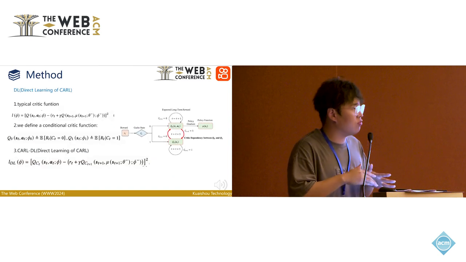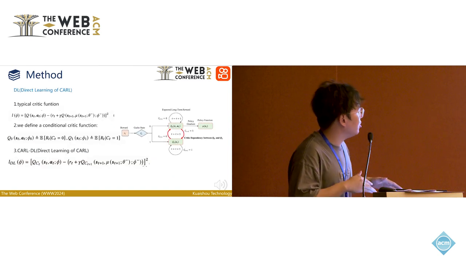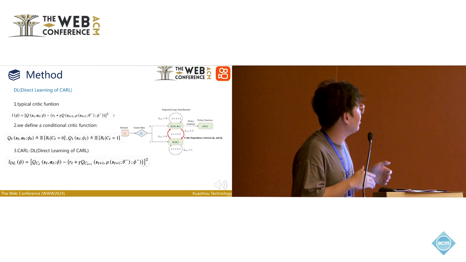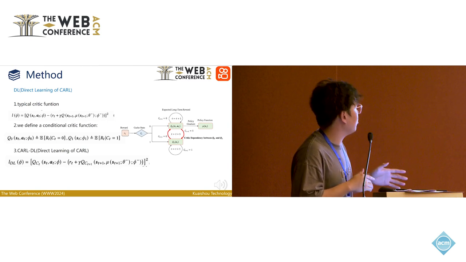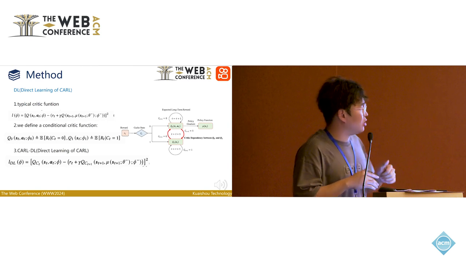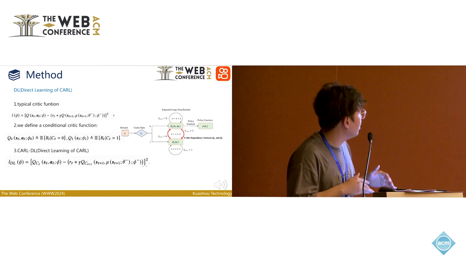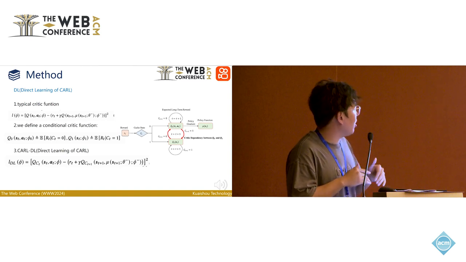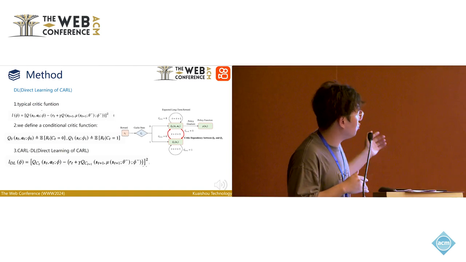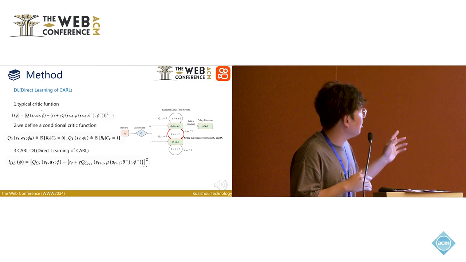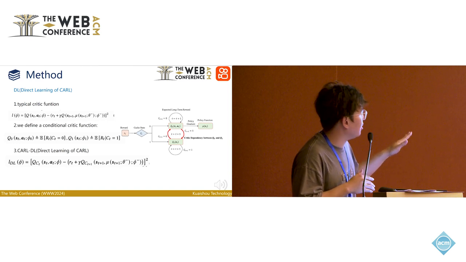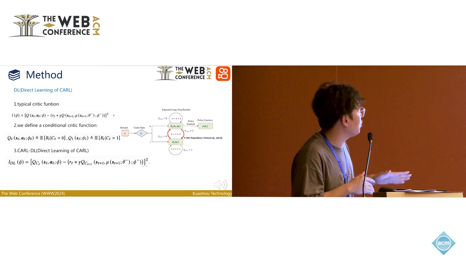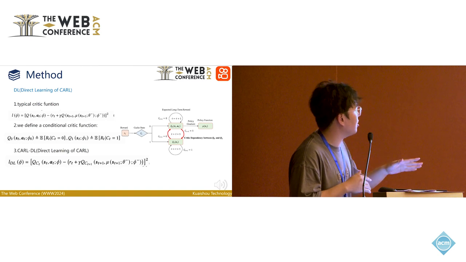If we want to solve this problem directly, we introduce a direct learning method, cache-aware reinforcement learning. As in most Q-learning methods, if we use the TD error as the loss function, we would get a loss like this. This is not related to any cache state. It's just related to the user state at time step t and the next time step t plus one.